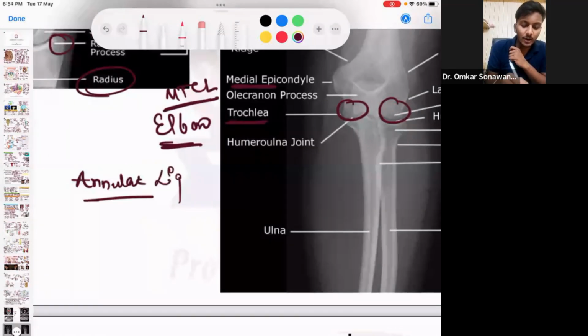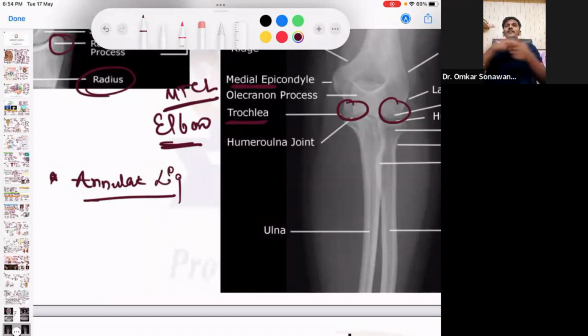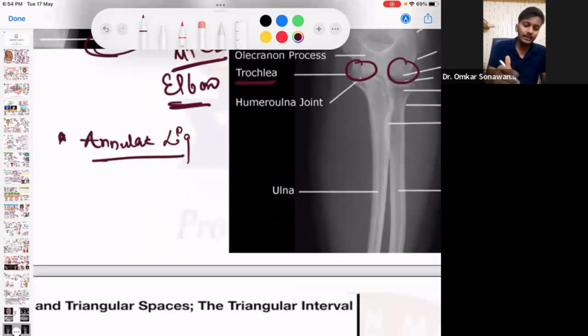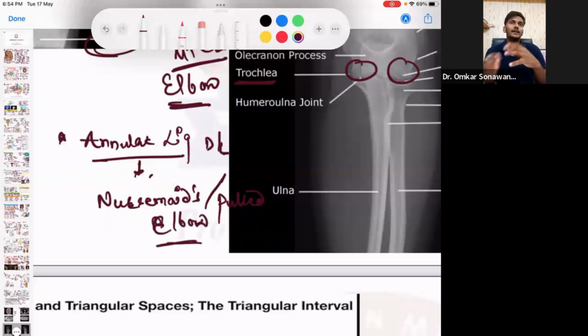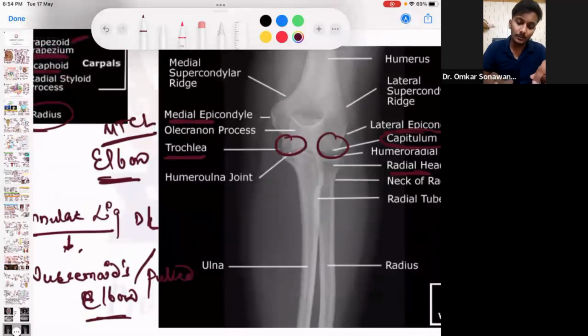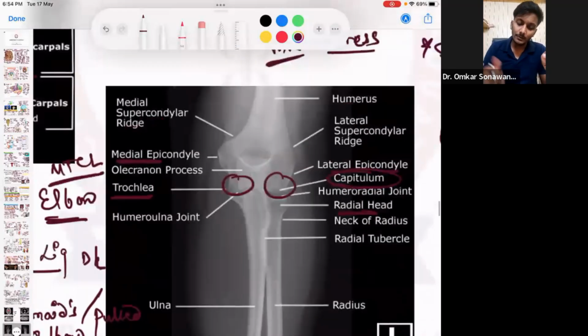Why is it important? Because when you pull the child's forearm, there would be dislodgement of the radial head from the annular ligament. This is what is called nursemaid's elbow, also known as pulled elbow, when the radial head dislocates from the annular ligament. Remember, this is important.